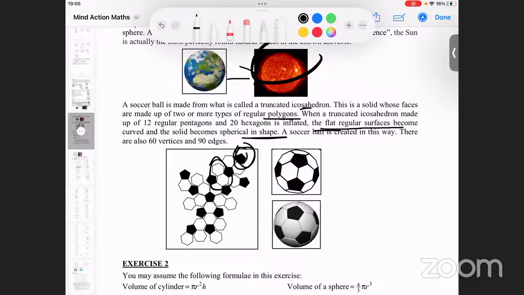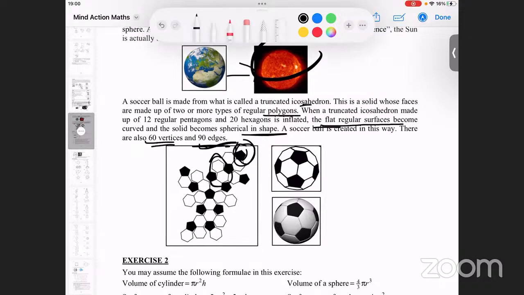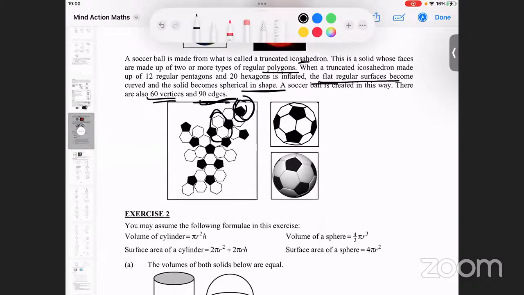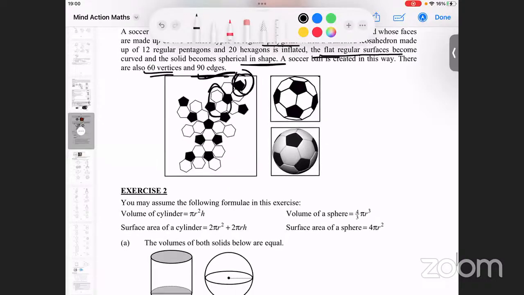There are also 60 vertices and 90 edges. So this you should also remember. How many vertices does a ball have, or how many edges does the ball have? These are the kind of things that they expect you to just know. You don't have to calculate. You should remember, in case they don't mention.